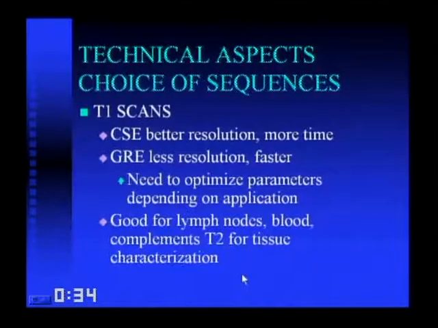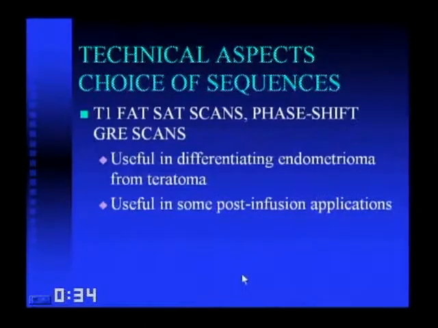What sequences do we use? T1 scans. They do take more time. If you use conventional spin echo over gradient echo, the spoiled gradient echo sequences will give you a trade-off. You can do multiple necks and get it out a little faster than the T1s. These are good for your general survey of the anatomy, lymph node assessment. It complements your T2 scans for tissue characterization.